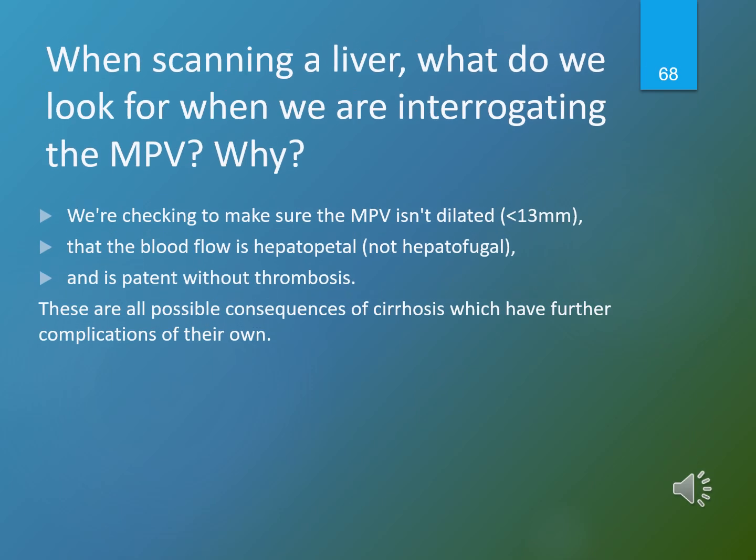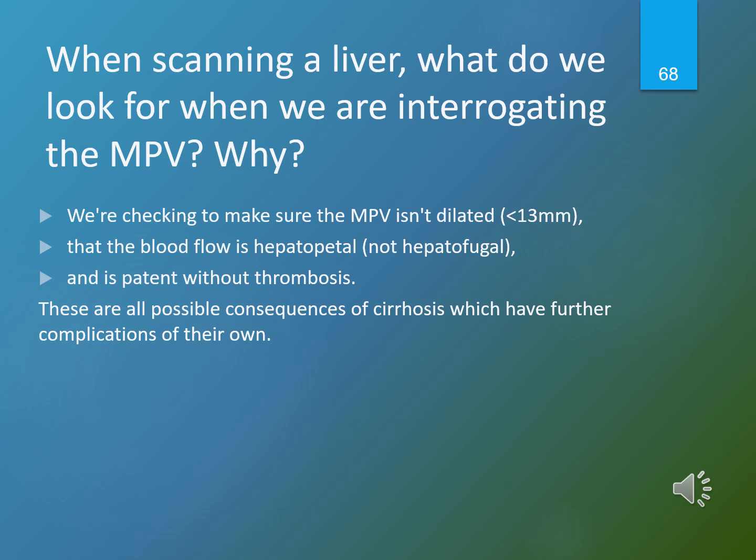When scanning a liver, what do we look for when we are interrogating the main portal vein, and why? So as you're doing your protocols in lab and you're scanning that liver and looking at that main portal vein, putting color on it and dropping a Doppler in it, and doing that from an anterior window and from an intercostal window, why are you doing that? Well, we're also measuring the AP in both windows.